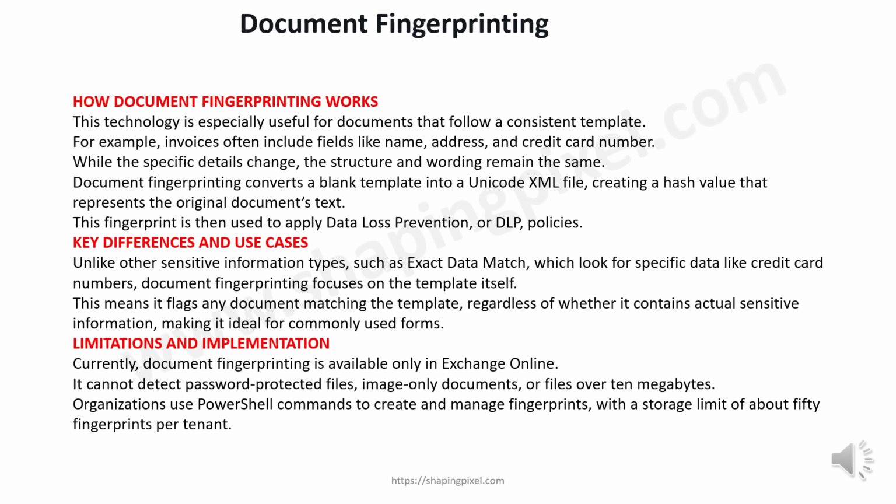Document fingerprinting converts a blank template into a Unicode XML file, creating a hash value that represents the original document's text. This fingerprint is then used to apply data loss prevention or DLP policies. Unlike other sensitive information types, such as exact data match, which look for specific data like credit card numbers, document fingerprinting focuses on the template itself. This means it flags any document matching the template, regardless of whether it contains actual sensitive information, making it ideal for commonly used forms.